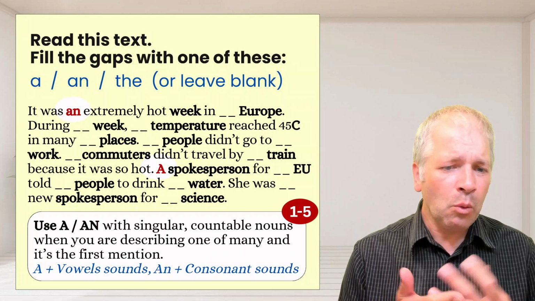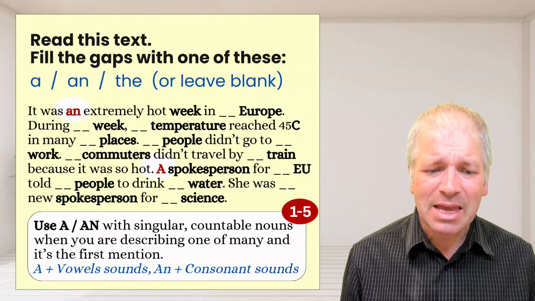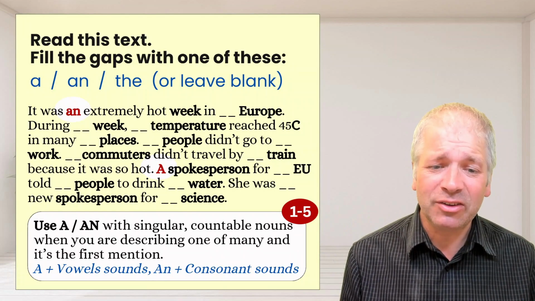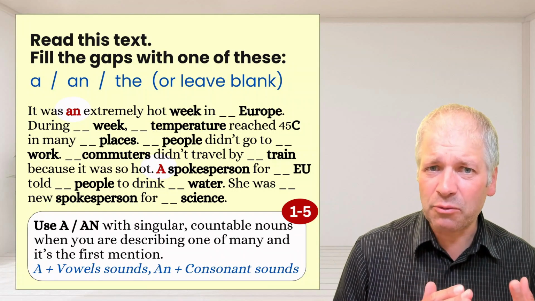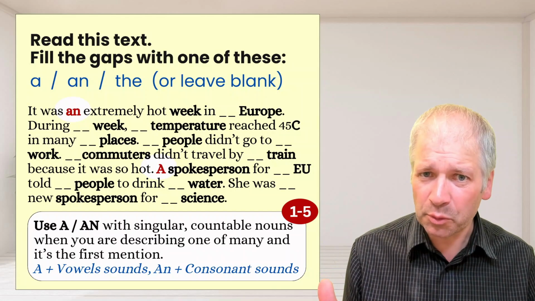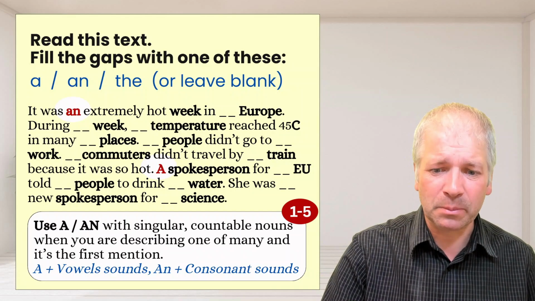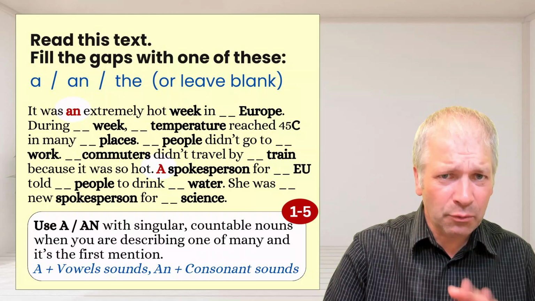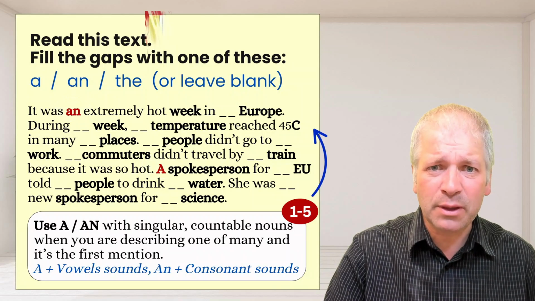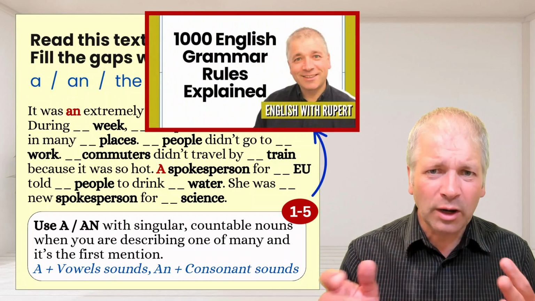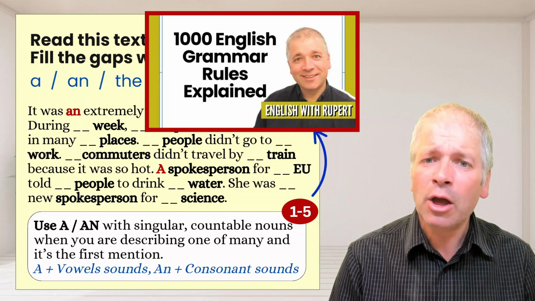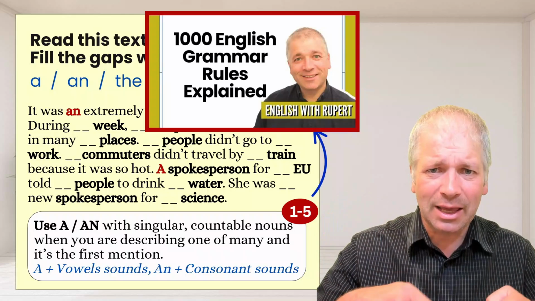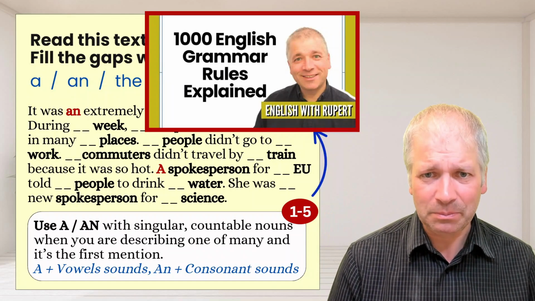This is 1 week out of many. It's the first time we've mentioned it. It's singular, 1 week, and we can count it. 1 week, 2 weeks, 3 weeks. So it fulfills all of the rules. And the same with spokesperson. You'll notice the number in the red circle 1 to 5, and this represents rules 1 to 5 in my PDF 1000 English Grammar Rules Explained, which you can download through a link in the video description.